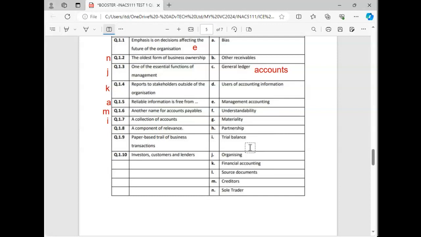The components of relevance. No problem, Raki. The components of relevance. Thank you so much, Ragi, you're correct. It is G, materiality. Thank you.